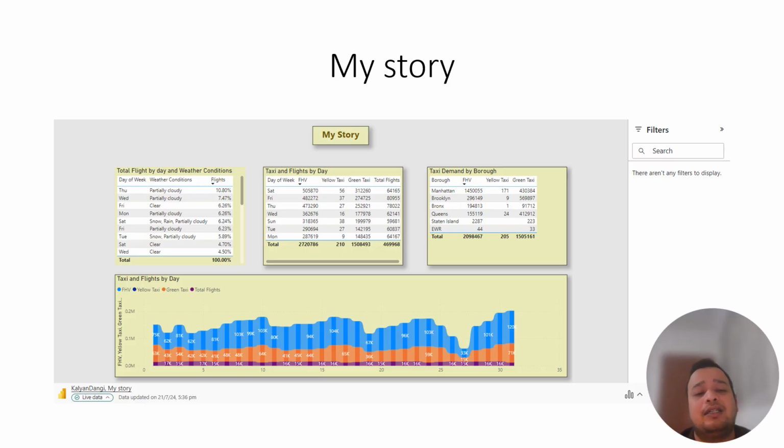Our comparative analysis revealed that Saturdays had higher taxi demand compared to Sundays, particularly during the second weekend of January. A positive correlation was found between the for hire vehicles and green taxis, indicating that as the demand for one increases, so does the demand for the other.